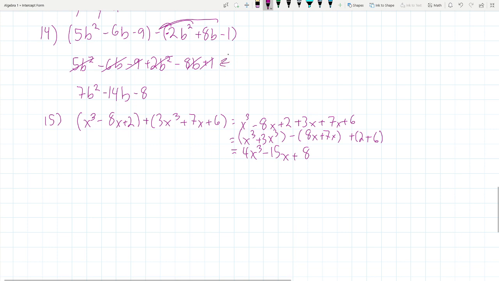Instead of crossing this out, or what I've been doing before, you can set each thing inside of a parentheses. So this one, the 14 would have been 5b squared plus 2b squared, close it, and then we go plus negative 6b plus negative 8b, sure, we'll just go with this. And then we do plus negative 9 plus 1, and then we combine them all and we'd get the same answer that we got before.